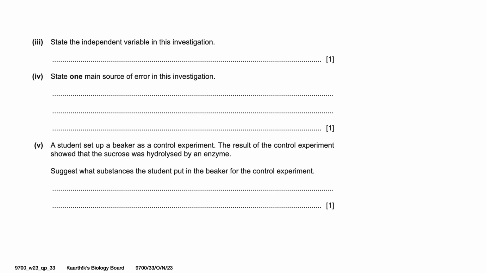Now, moving on to the next question: state the independent variable in this investigation. The independent variable used in this investigation is the number of beads. So based on the number of beads, the time varied. So here the independent variable is the number of beads.